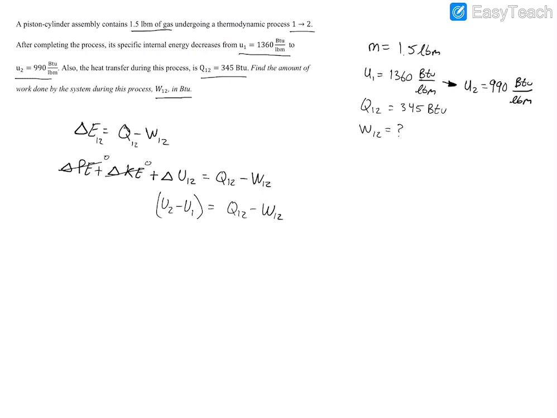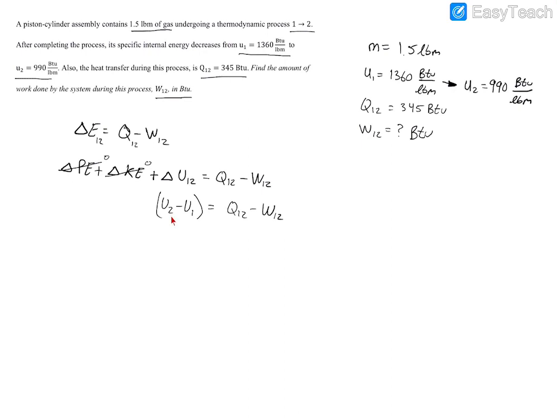However, it's critical that you notice that here we're dealing with bulk form, so because we're using capital letters, these units here on the right are going to be in BTU. For example, over here we would have 345 BTU for Q, and the work we're going to solve for, that's also actually going to be in BTU. I should have mentioned that up here.